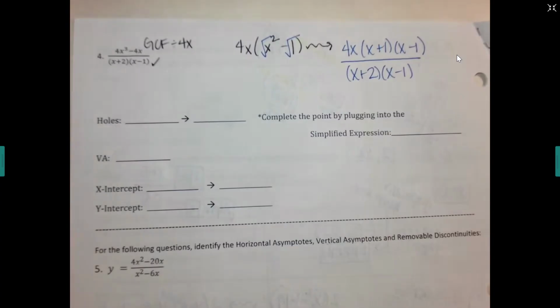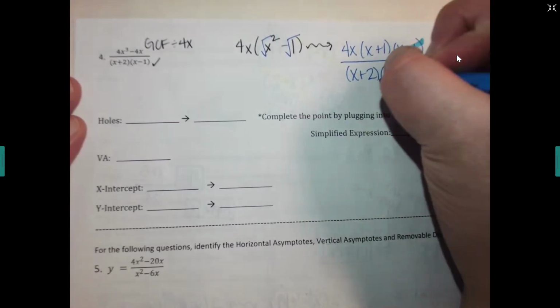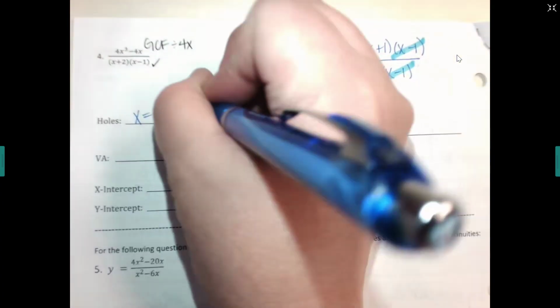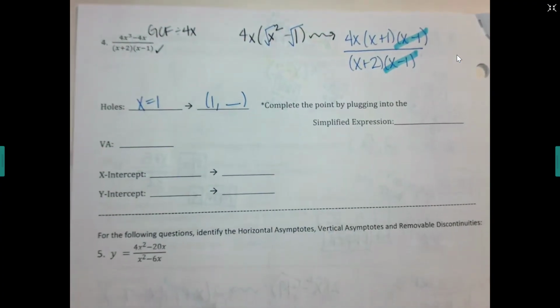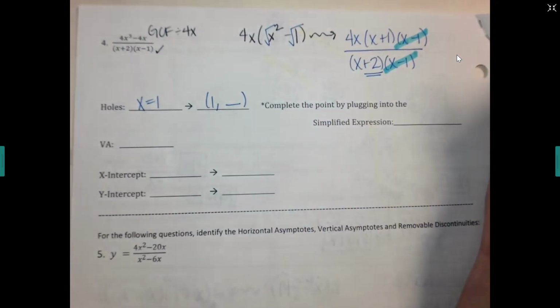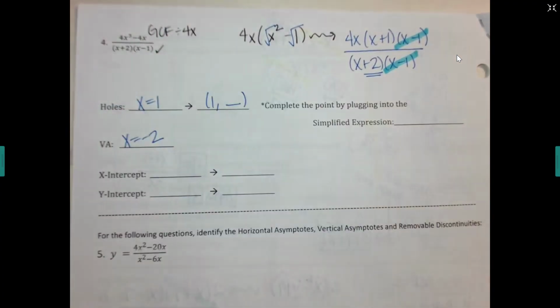All right, we're looking for something to cross out. What will cross out? And if minus 1's cross out, where will the hole be at? Positive 1. So put x equals 1 or 1 comma something. Vertical asymptotes come from x's left over on the bottom. Will I have one? I have an x left over on bottom with a what? With a +2, so I'm going to switch it to a -2, correct?